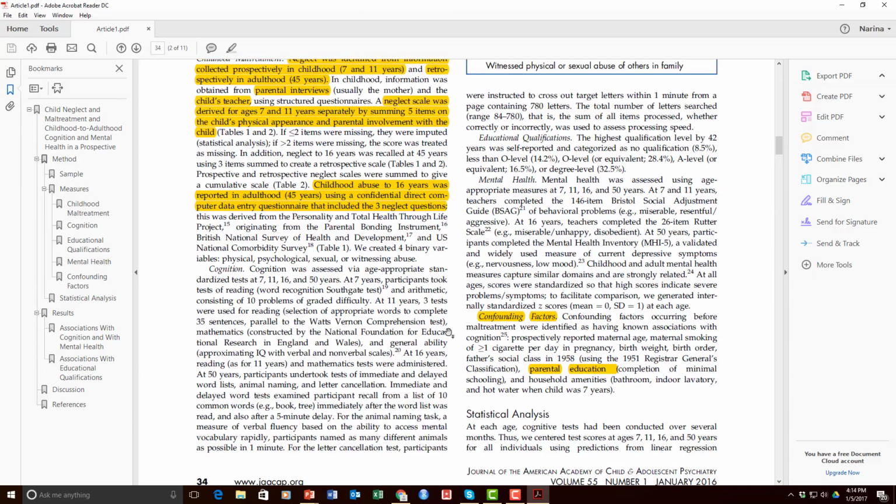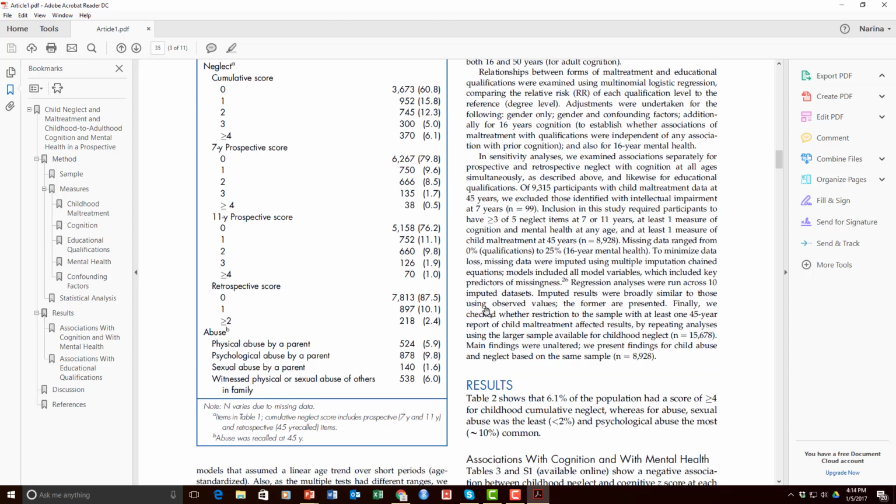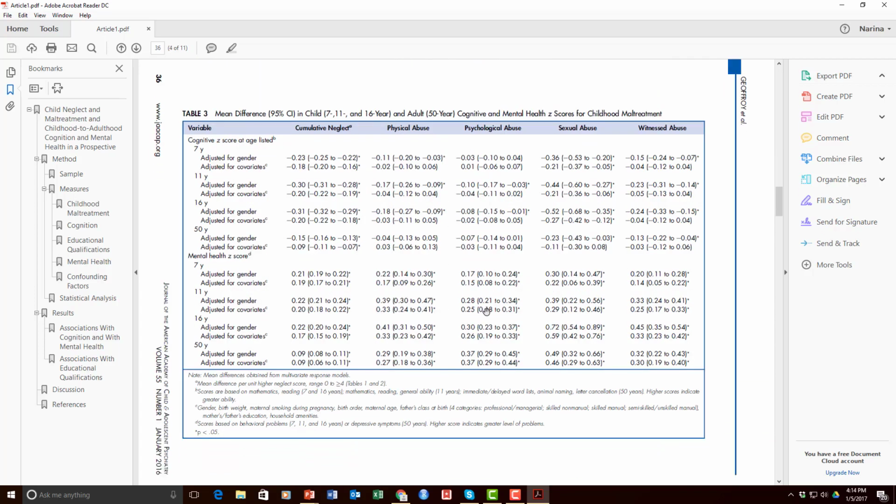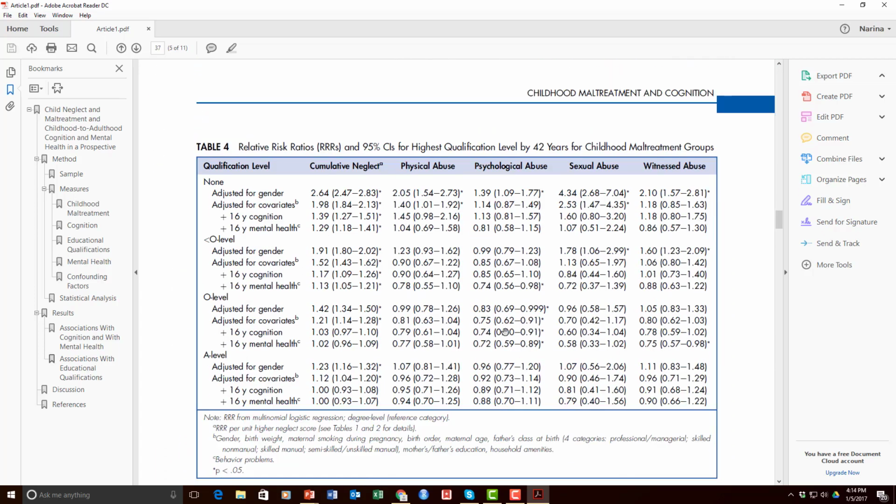Let's see. Okay, right here, confounding factors. What they're doing here is they're trying to statistically control for factors that might be important. And here, using parental education is one way to measure socioeconomic status. So what they're trying to do is statistically control for social class. And let's see, is there anything else in here that I've highlighted? No. So let's go through some of the other issues here.